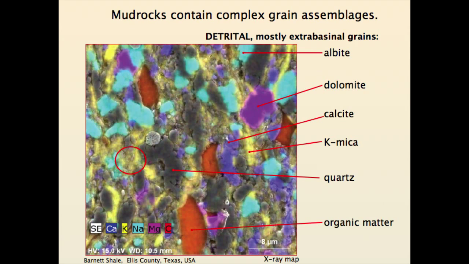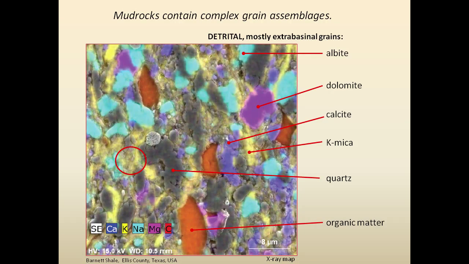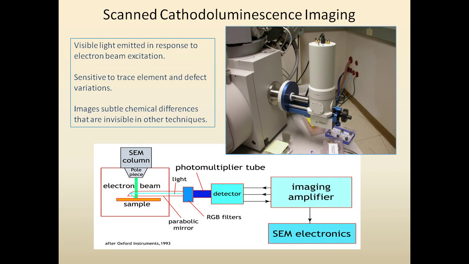And here's Barnett. Did you know Barnett is absolutely chock full of feldspars? If we took the clay out of it, it would be an arkose, like a feldspathic sandstone. And anyway, this technique allows us to assess the grain assemblages.